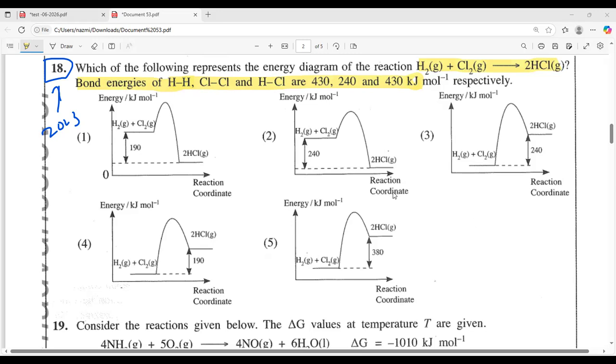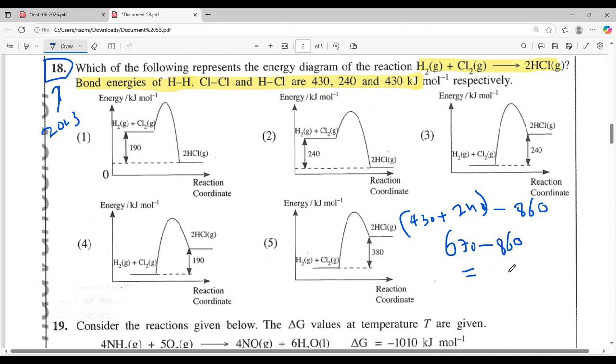Okay, let's see different answers, both of you. So first I'll find the enthalpy change. H2, now you can see one hydrogen bond, 430, plus one Cl-Cl bond, 240, minus you can see two HCl bonds. Then 430 into 2 means 860. 670 minus 860 is giving you minus 190 kilojoule per mole. That means the enthalpy change should be minus 190.